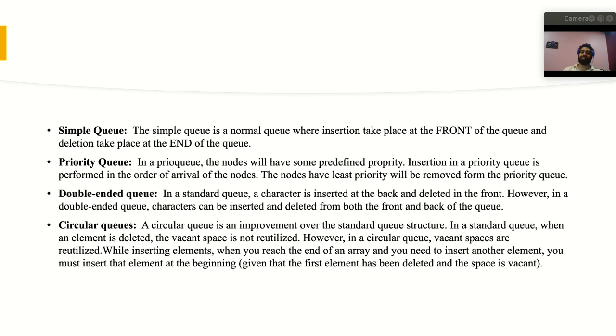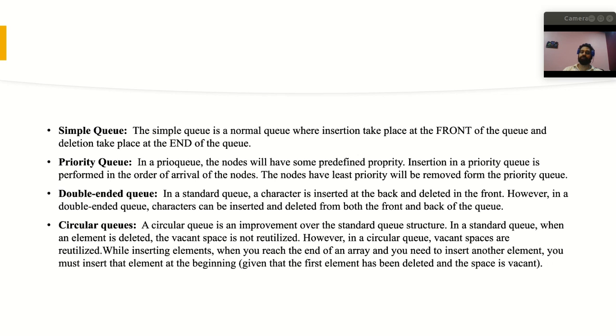This is totally dependent on the priority of the element, right? The next type is the double-ended queue. In a standard queue, a character is inserted at the back and deleted in the front. However, in a double-ended queue, a character can be inserted and deleted from both the front and the back of the queue. As we have seen in the simple queue, we insert the data from one end and delete from the other end. But in a double-ended queue, it is not necessary to insert the data from one end only. We can insert and delete from both ends. This type of queue is known as a double-ended queue.